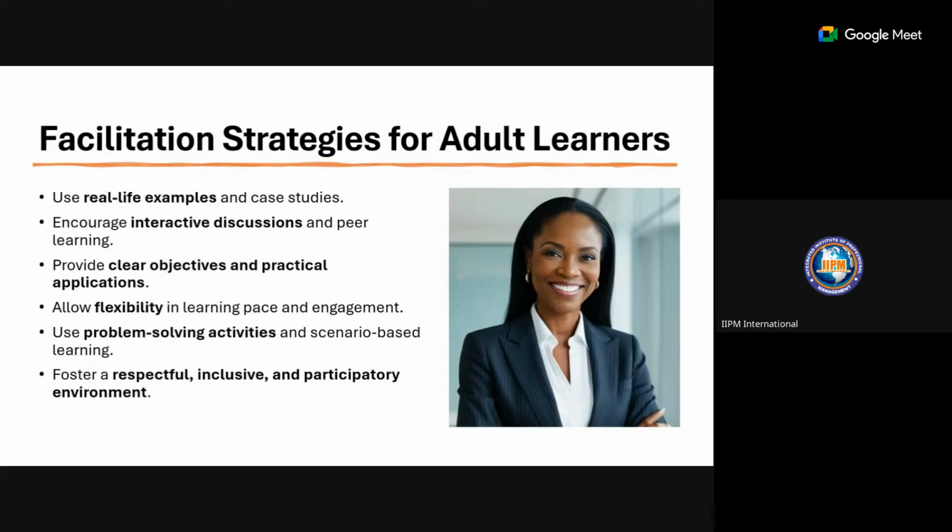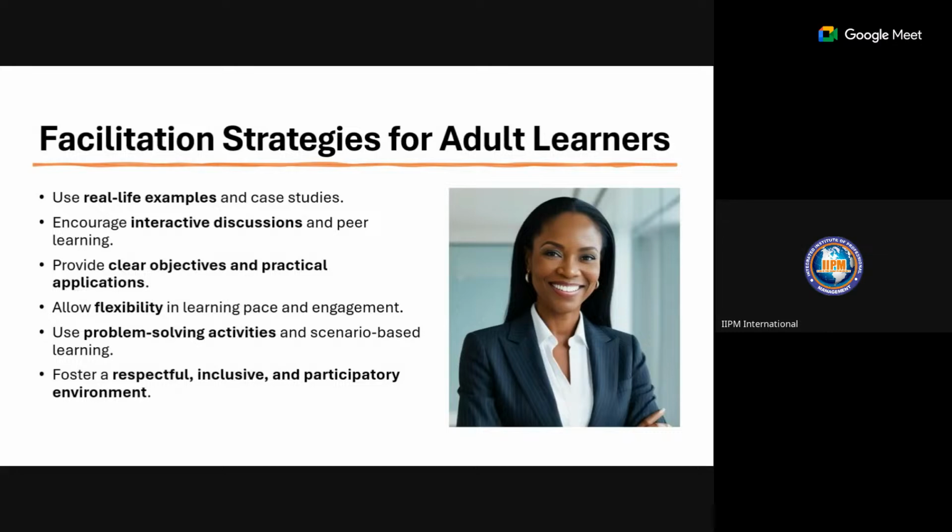Another thing is for you to encourage interactive discussions and peer learning. Let them learn from among themselves. Group them, allow them to learn from themselves. From doing so, everybody will share their experiences. Everybody will share how it has been happening with their offices, and then they get to learn from each other. Then also provide clear objectives and practical applications.